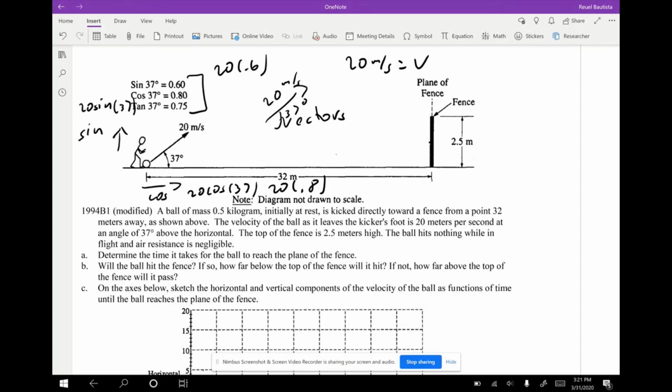Okay, so the actual velocity is 20 meters per second, right? But we have to split it up into its vertical and horizontal, and they're going to be completely different things. Okay, so let's think about what we know about both the vertical and the horizontal. What do we know about the vertical component, or the vertical motion of the ball? Just the up and down motion of the ball. What do we know?